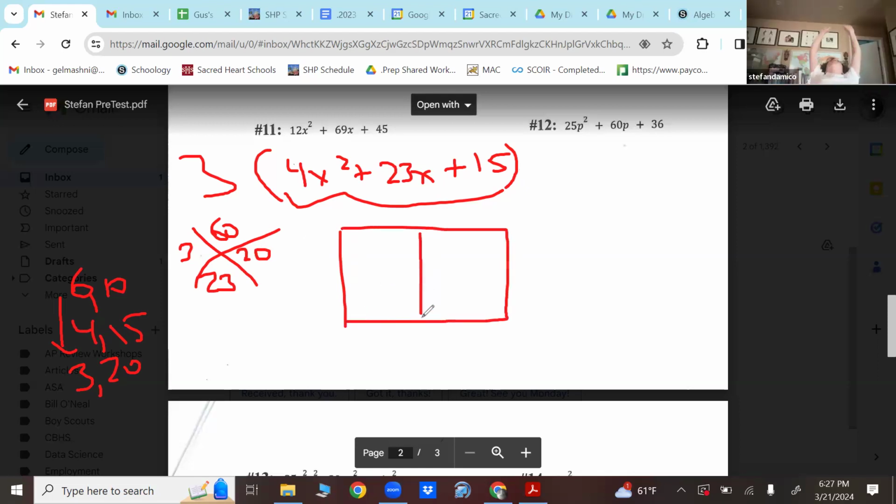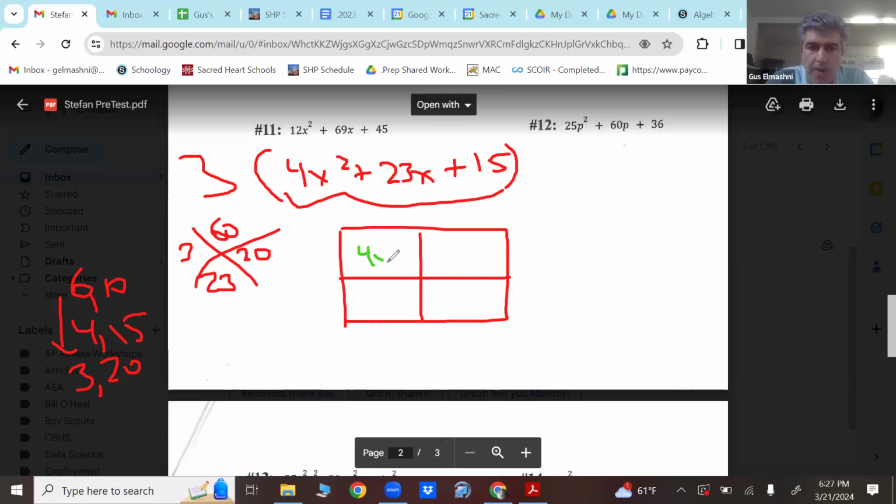So then we do a box, as we've done before. So it's 4x squared and 15. And then we put 3x and 20x. Okay, look at the first row. What can you take out of that first row?